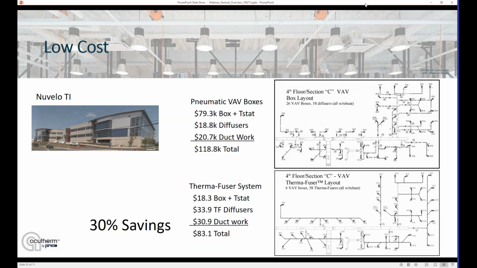The diffusers, as you see, do cost a little bit more, but by the time you factor in installed cost of the diffuser, it's not that much more compared to the total system. And in this case, moving to the larger low-pressure ductwork did cost a little bit more, but again, that doesn't outweigh the cost of those VAV boxes when you include controls, installation, all that. And keep in mind, this example was using pneumatic boxes, which are some of the less expensive boxes on the market. And even then, a 30% cost savings for the Therma-Fuser diffuser system.